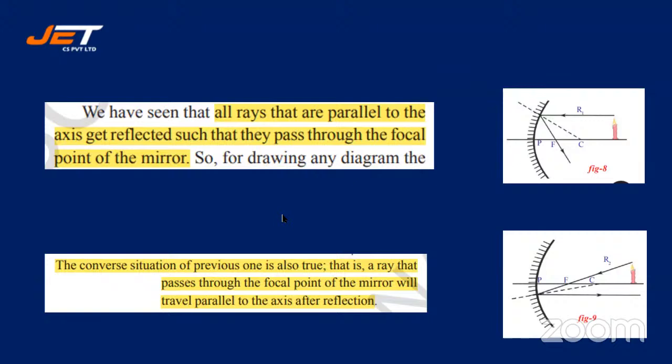Now all rays parallel to the axis get reflected such that they pass through focal point of the mirror. Be it convex or concave, they pass through focal point. Now, from the principle of reversibility of light, the converse situation is also true. That is, the ray that passes through the focal point of the mirror will travel parallel to the axis after reflection. A ray parallel to axis passes through focus. A ray through focus will emerge parallel to the principal axis.